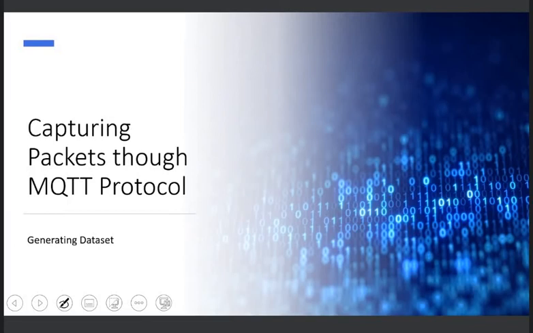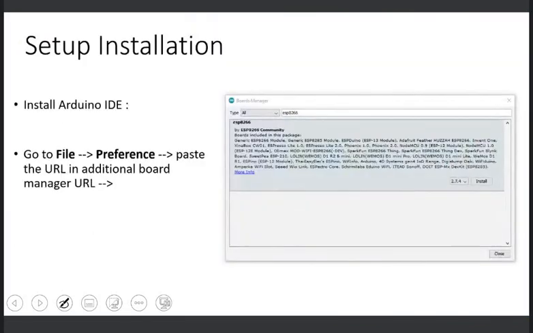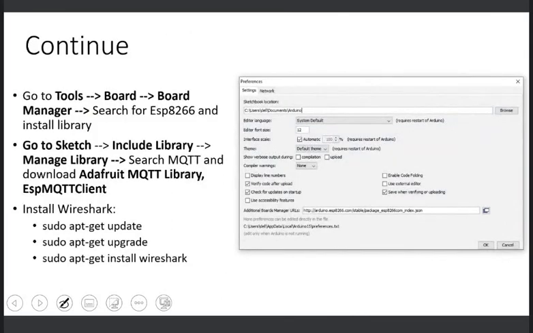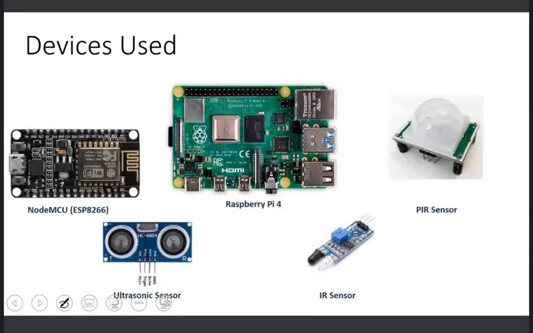Okay, let's see how we are capturing the packets through the MQTT protocol. This shows how we are doing the setup and installation. We are taking one device, called NodeMCU or ESP8266. We install this device on the Arduino platform. This is basically the configuration: board manager, library, and updating the packages. These devices we have used in our lab to build this network testbed.